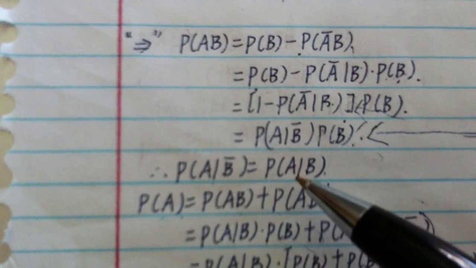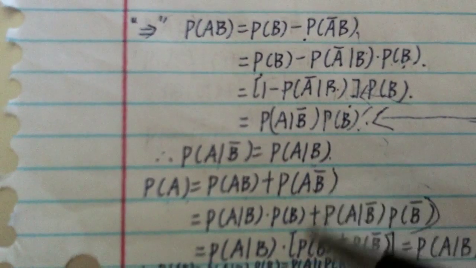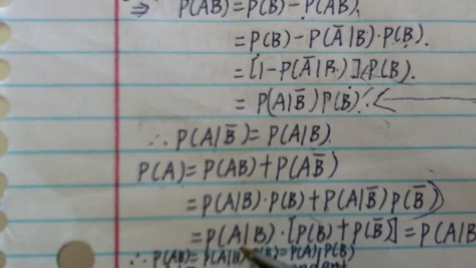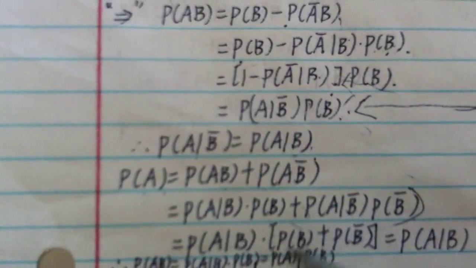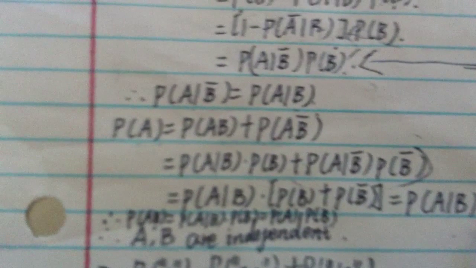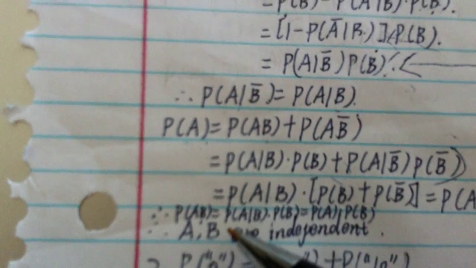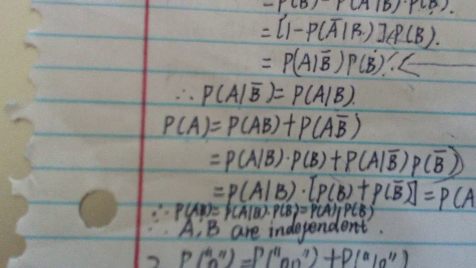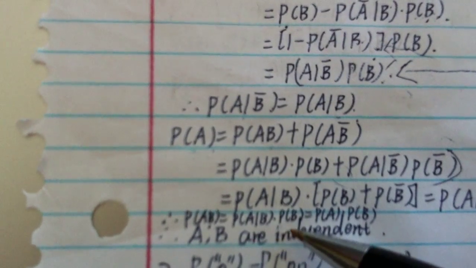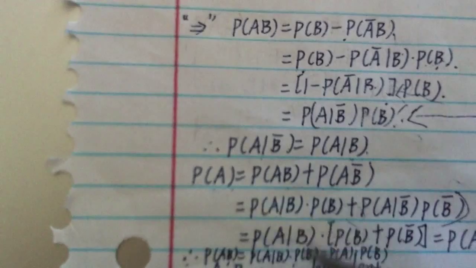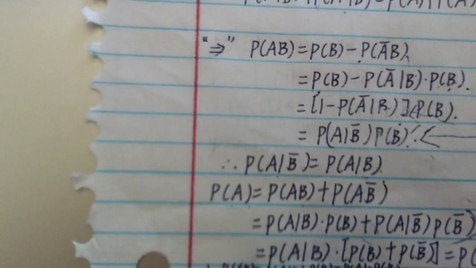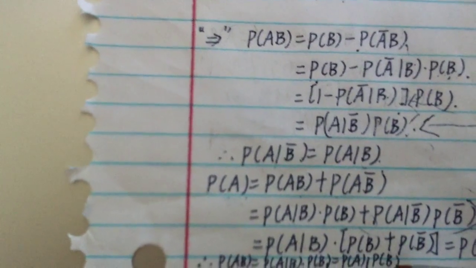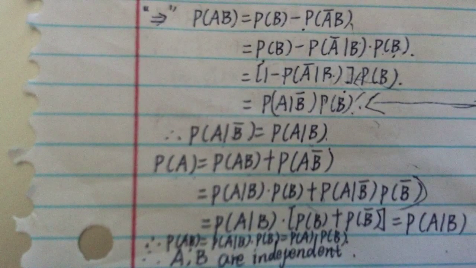And the probability of A assuming B equals the probability of A assuming B naught, so they together turn out to be the probability of A assuming B times the probability of B plus the probability of B naught together, and this one turns out to be 1, so the probability of A equals the probability of A assuming B. And then we can get the probability of AB equals the probability of A assuming B times the probability of B, and the probability of A equals the probability of A assuming B, so we can get the probability of AB equals the probability of A times the probability of B, so we can get that A and B are independent.